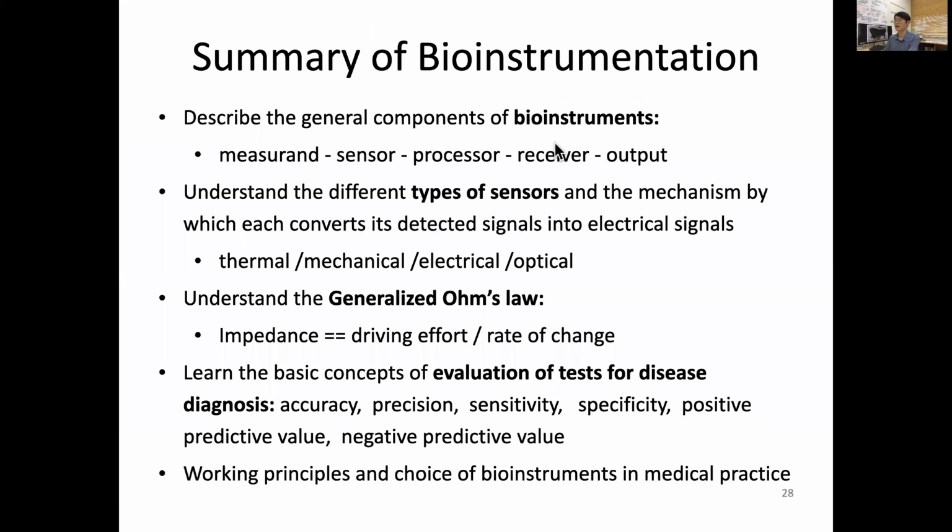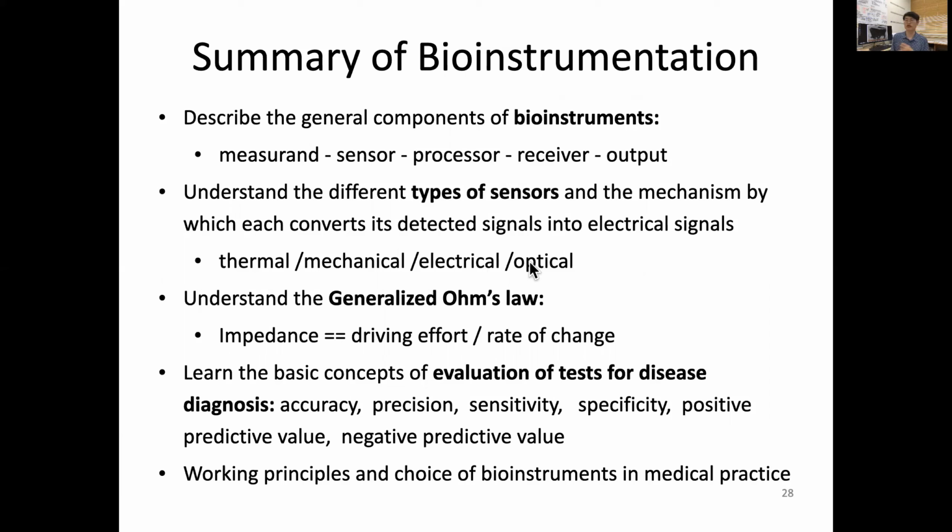So, in summary of bioinstrumentation, we describe the general components of bioinstruments as the measurement parameter, the sensor, and we process it to a receiver to display as an output. We have to understand different types of sensors and the mechanisms or principles which convert the detected signal into something useful for us, that is usually electrical signals. And we discussed thermal, mechanical, electrical, and optical sensors.